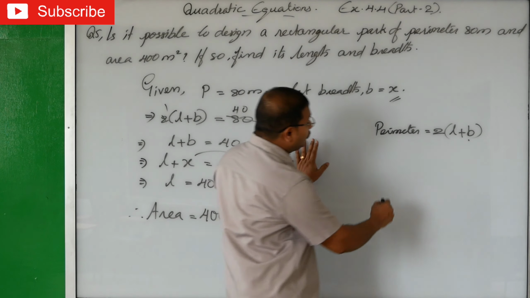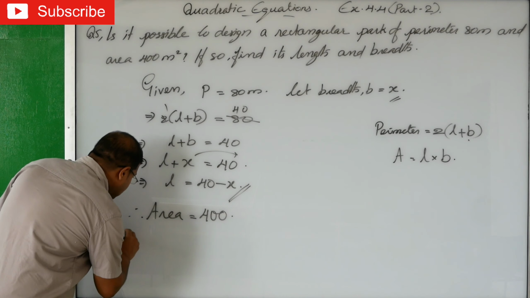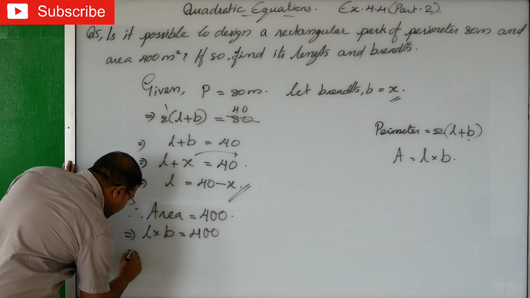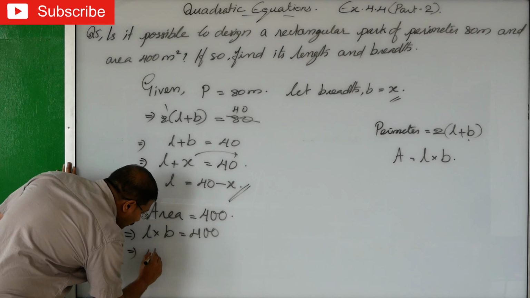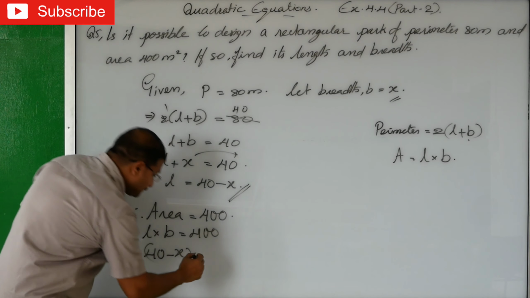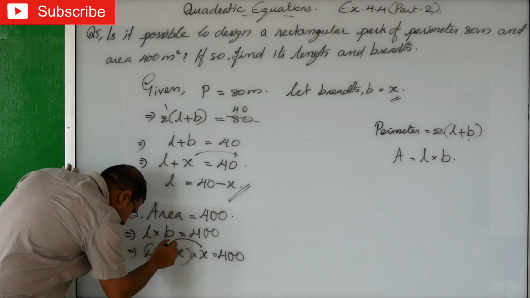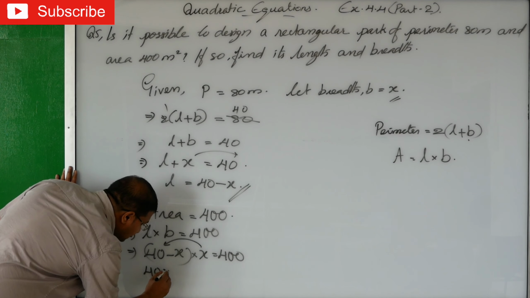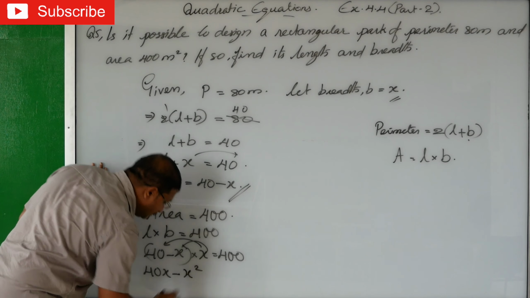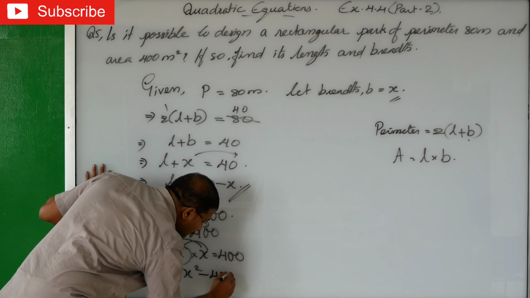But we know that area of a rectangle is length into breadth. Ready? That means length into breadth equals 400. This implies the value of L is 40 minus x, into breadth x, equals 400. Now we'll open with x. x into 40, 40x. x into minus x, minus x square. Of course, this 400 you can carry to the next side, minus 400 equal to 0.